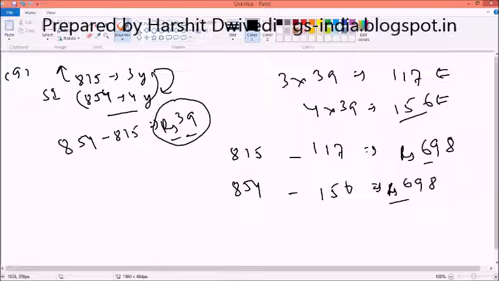So basically what I am doing is that from this 815, which was the amount after 3 years, and from this 854, which was the amount after 4 years, I am subtracting 117, which is the interest of 3 years, and from the second quantity I am subtracting 156, which is the interest of 4 years. By doing this, I get the original principal at the starting, and that was rupees 698. This is my answer to this question. I hope you got this point, and even if you have not, in the next 2 questions you will get this point.